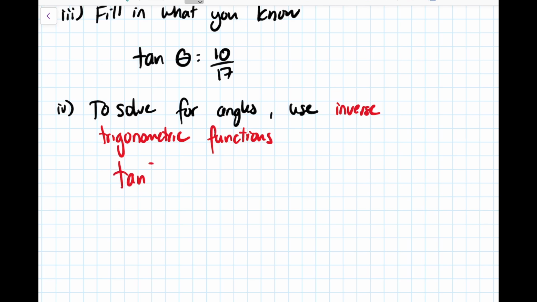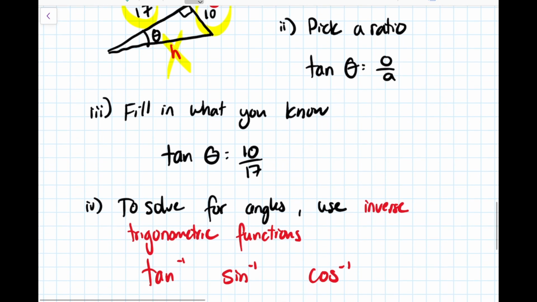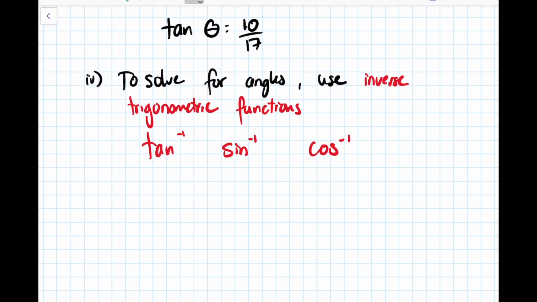All right, so our three inverse trig functions are tangent -1, sine -1, and cosine -1. And you just use whichever one is related to the ratio that we're dealing with. So in this case, we're going to use tangent, so we're going to work with tangent -1.